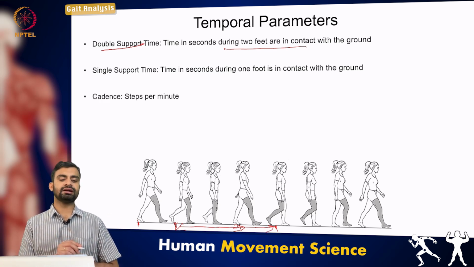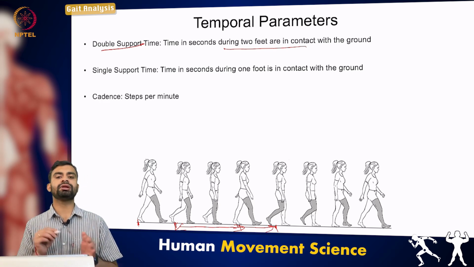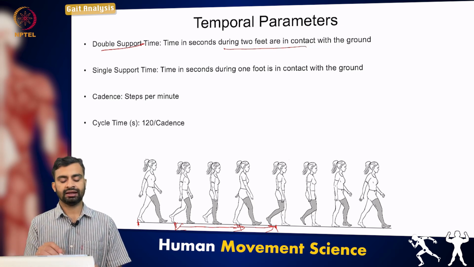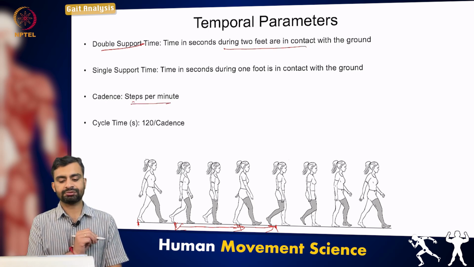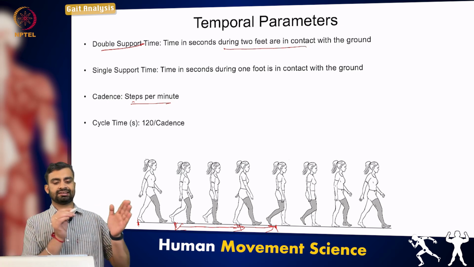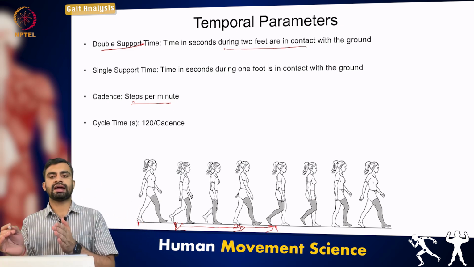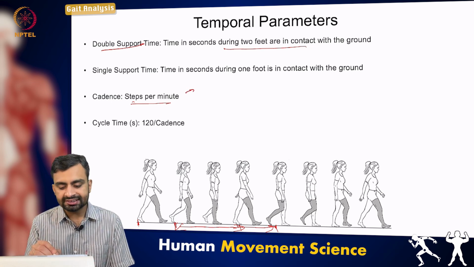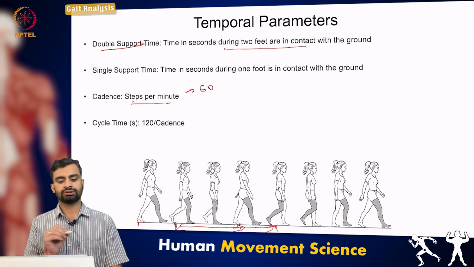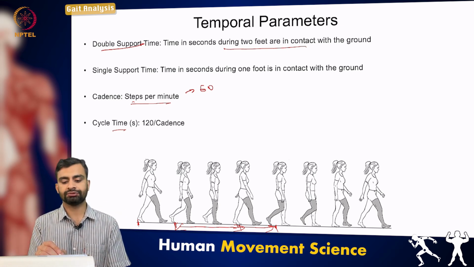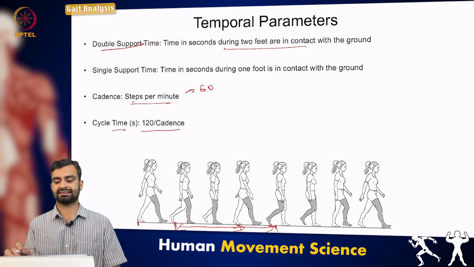Cadence is nothing but steps per minute. How many steps you will take in a minute. And cycle time, since we already know the cadence is steps per minute. In a single stride we take 2 steps. And in 1 minute there are 60 seconds. So cycle time will be like left cycle or right cycle. So we can calculate it from cadence.